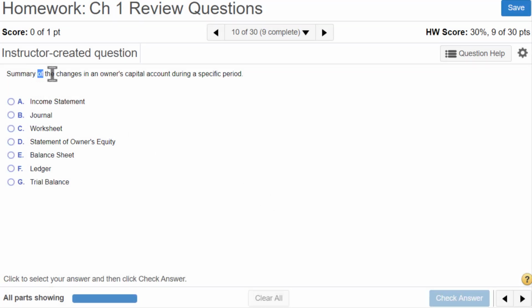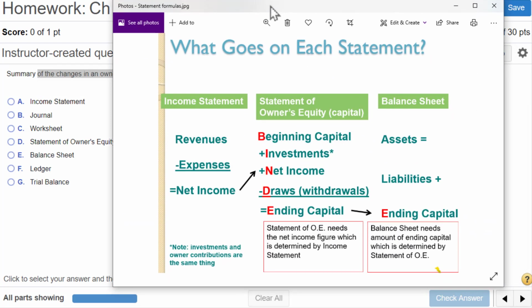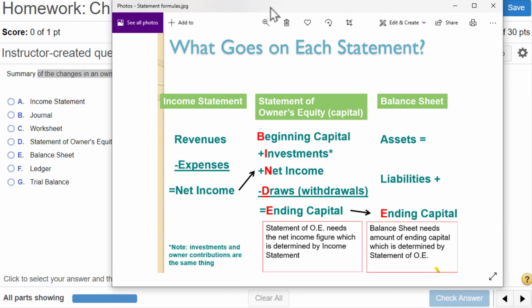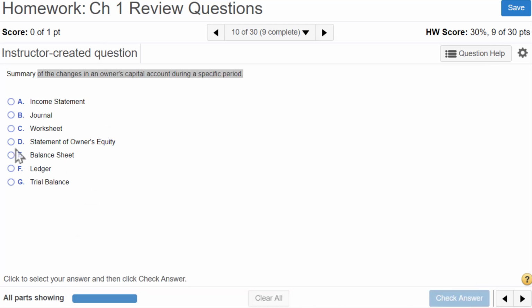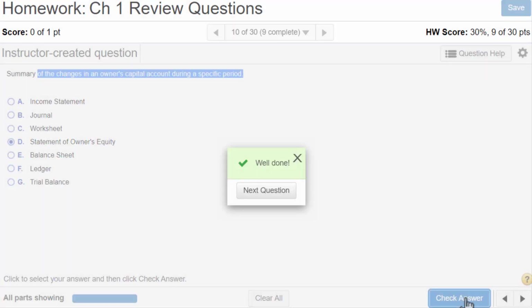What do you call a summary of the changes in an owner's capital account during a specific time? So which of these three statements shows what happened to capital over a period of time? It's a statement of owner's equity. The balance sheet has the ending capital, but it does not show you what the beginning capital was, so that would not be the right answer. Statement of owner's equity.